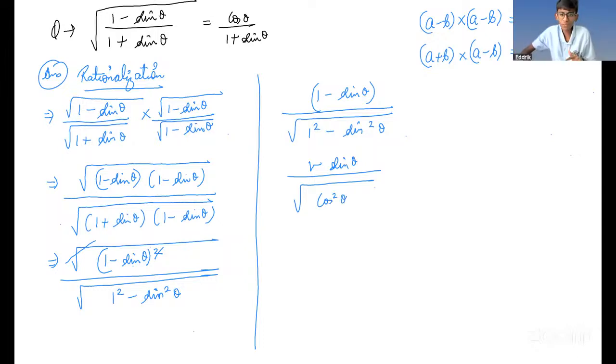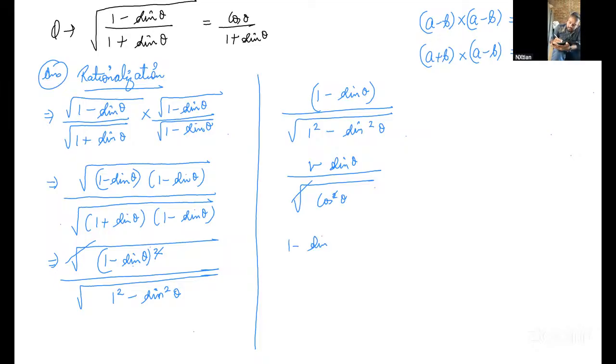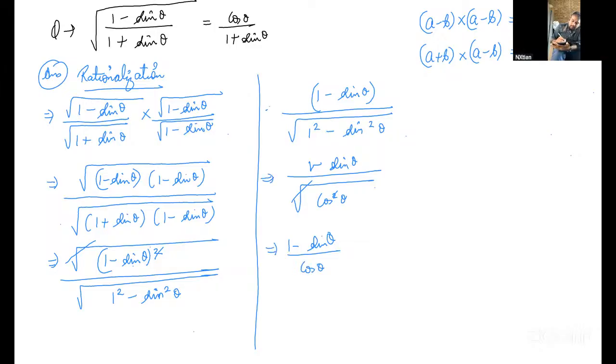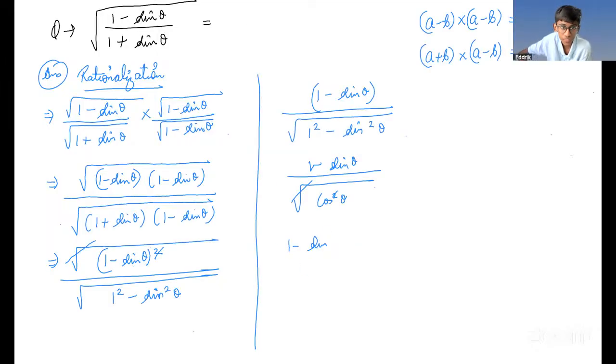Now can you cut the square? Now, yes. Now you can cut because only one single term is there. So it will become 1 minus sine theta upon cos theta. This is the answer. Remember, it's given as cos theta upon 1 plus sine theta.